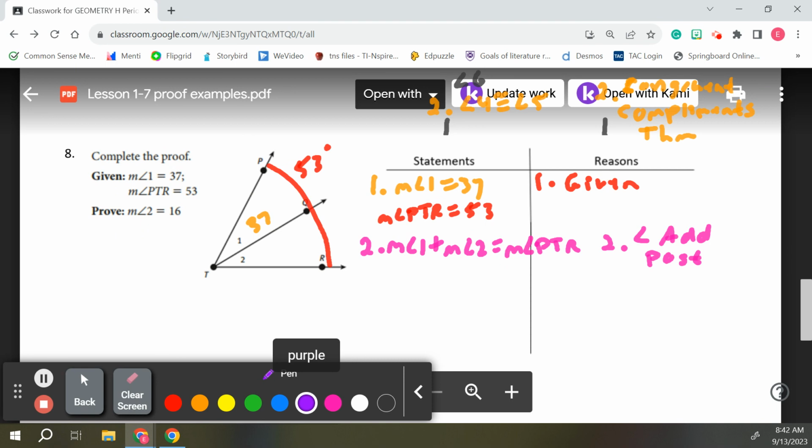Now, step 3 is for me to take the given information and put it into that equation. What am I doing there? Go ahead. It's not angle addition again. Well, hold on, not yet. That'll come at the end, Ireland. Substitution property. So 37 plus the measure of angle 2 equals 53. That's substitution property.